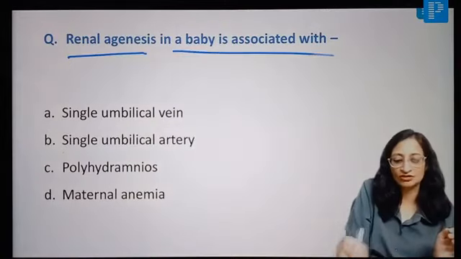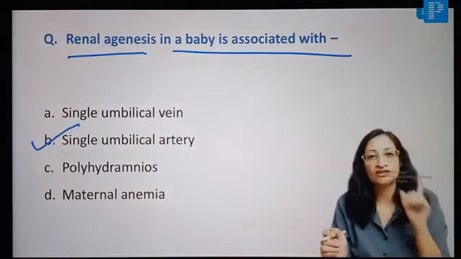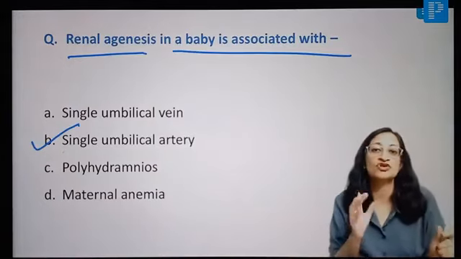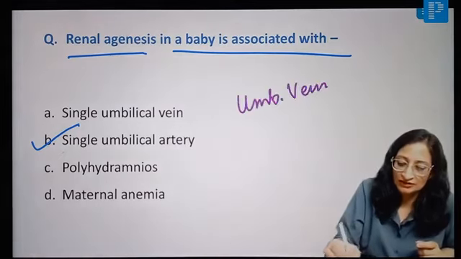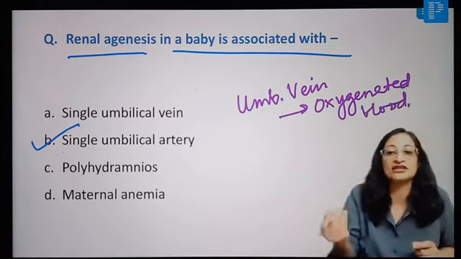Renal agenesis in a baby is associated with a single umbilical artery. Normally in the umbilical cord there is one umbilical vein and 2 umbilical arteries. If there is a single umbilical artery, it is associated with increased risk of renal anomalies. And in the fetus, remember, it is the umbilical vein that carries oxygenated blood and not the umbilical artery. The umbilical artery carries deoxygenated blood.